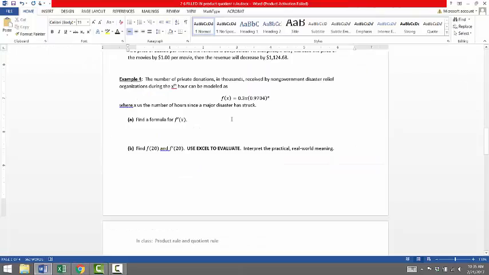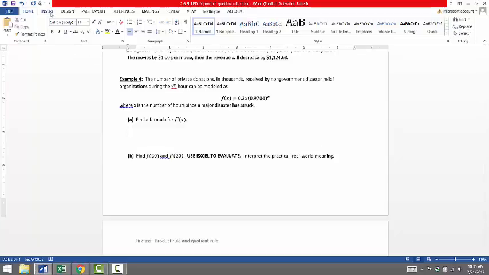In example 4, it says the number of private donations in thousands received by a non-government disaster relief organization during the Xth hour can be modeled by this function, where X is the number of hours since a major disaster has struck. It first asks us to find a formula for f prime of x.